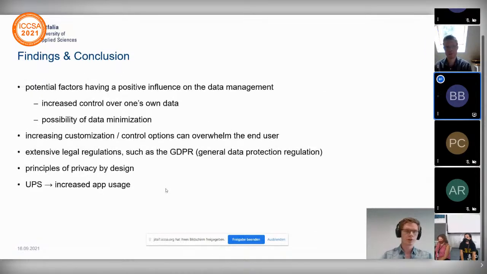To continue with that, potential factors having a positive influence on the data management. For example, the increased control over one's own data. Everybody wants to control their own data, obviously, but the possibility of data minimization is also very nice. The increasing customization or the control options can overwhelm the end user. And the extensive legal regulations, such as the GDPR, are quite complex.